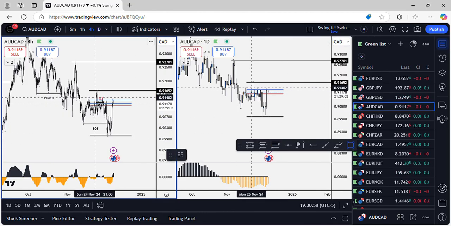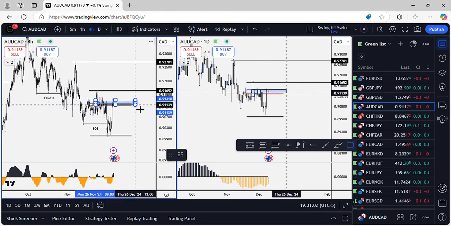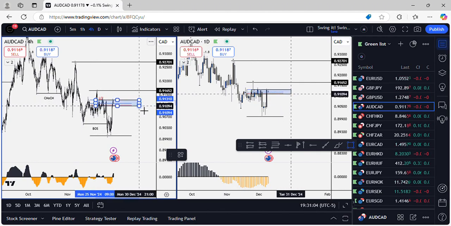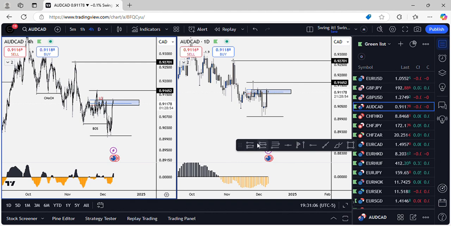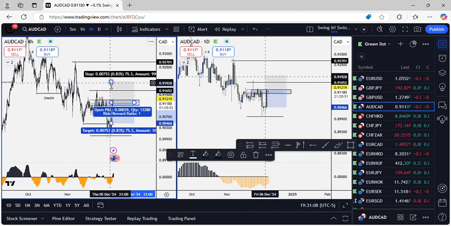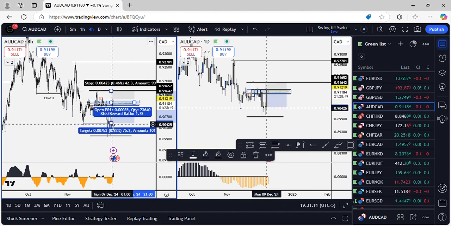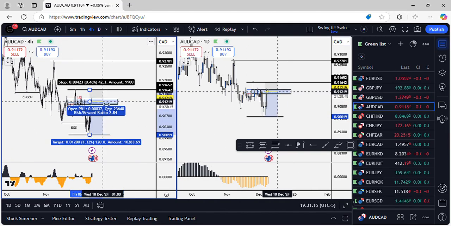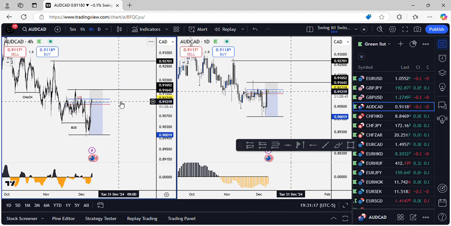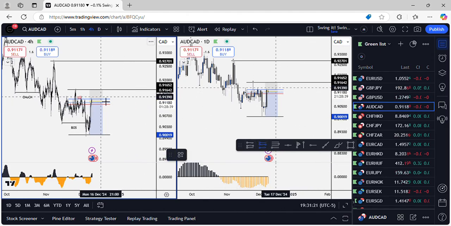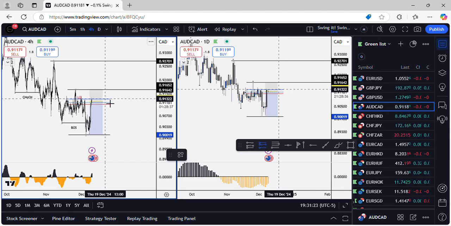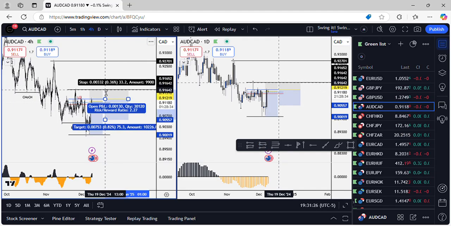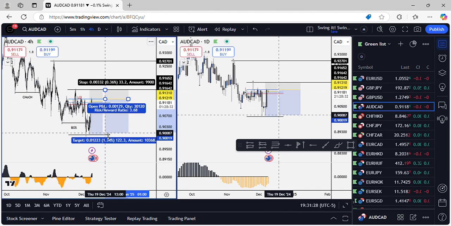Oh yeah, and price is in a prime area for some sells right here. Long-term sells. This is what I like to see right here. Let's try to stack it up and see how far we can push this limit.